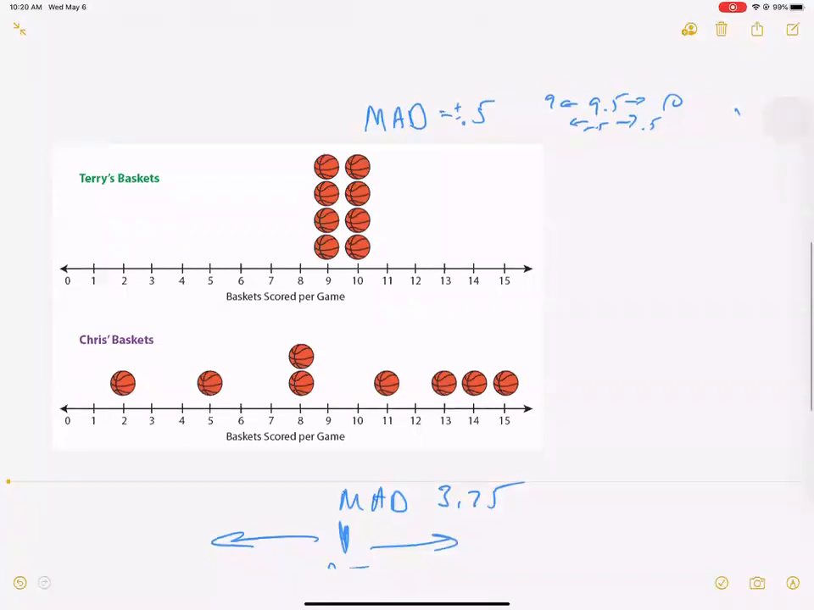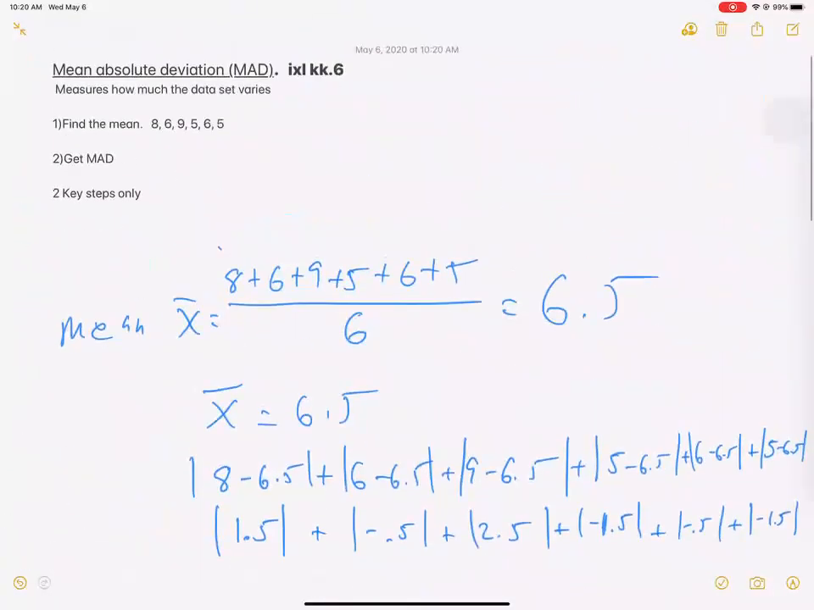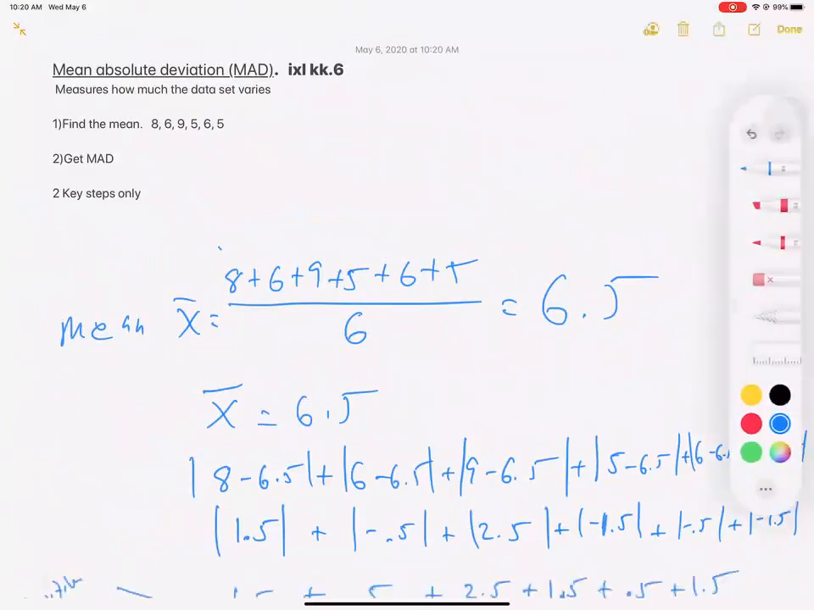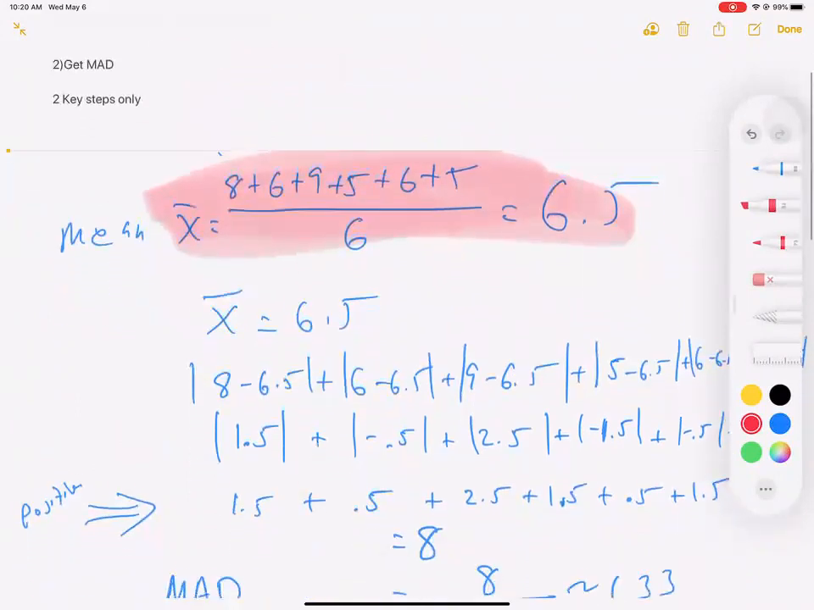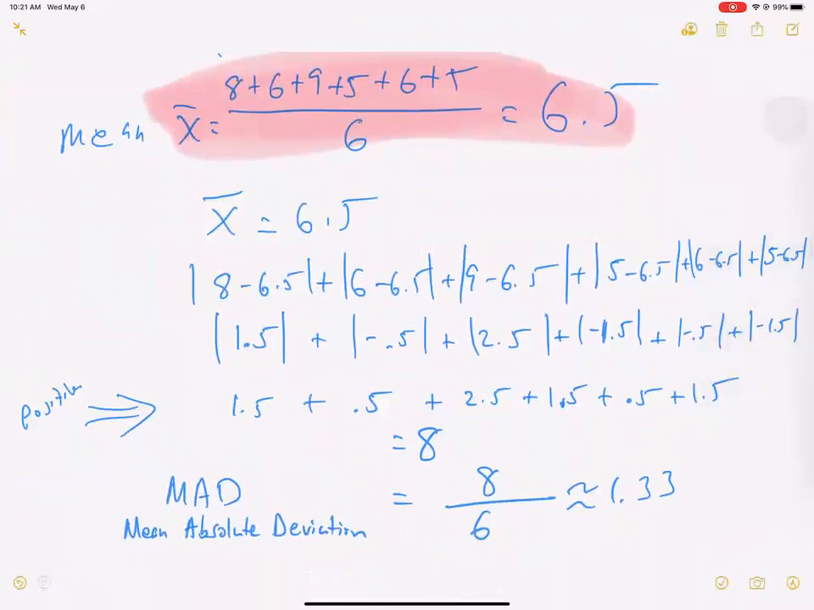So this is what we're working on today. We've come up with this number. So let's go back and talk about what the steps are. First, we're going to find the mean, because we have to compare it to everyone's mean. First step, find the mean. Second step, get MAD, meaning we want to find the absolute deviation. How far is everyone apart from each other? How far are you?